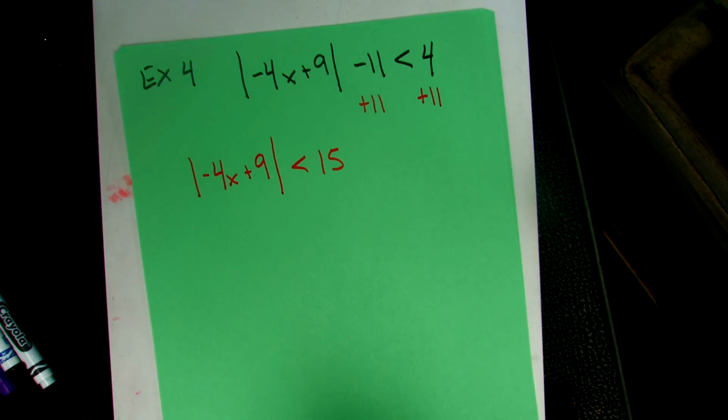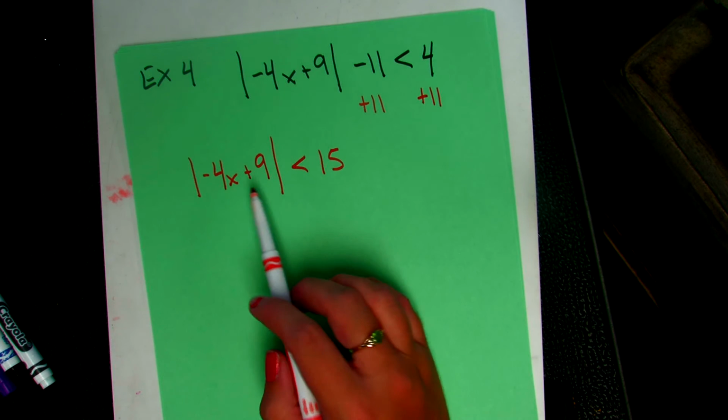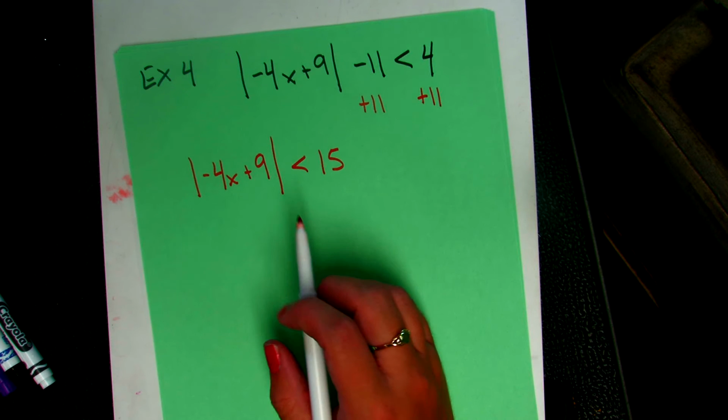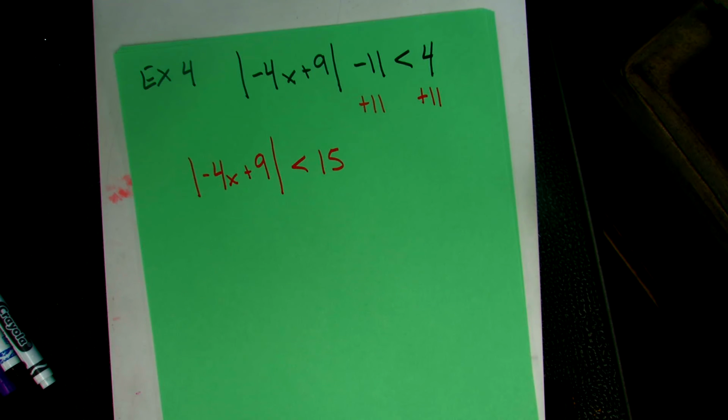I'm going to apply my compound inequality theorem, which, since my absolute value is less than a real number, is going to be the conjunction. So let's look again at what the conjunction looks like.